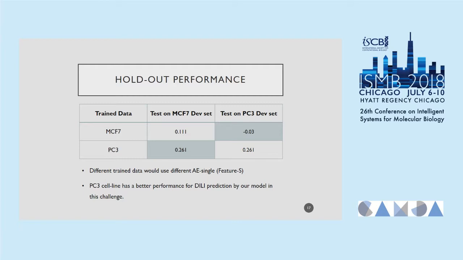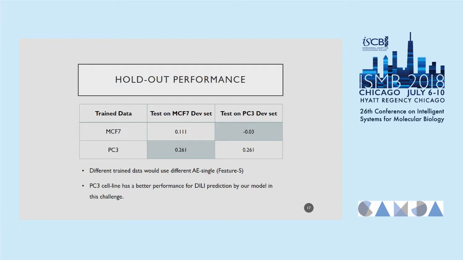So here, let's see the performance. Because of the different training data, if you use PC3, you will have a different single autoencoder, but the combined autoencoder and the cross autoencoder are still the same. So we have different training data sets. We can use MCF7 or we can use PC3 to go through this process to train the autoencoder models. And finally, this is the performance.